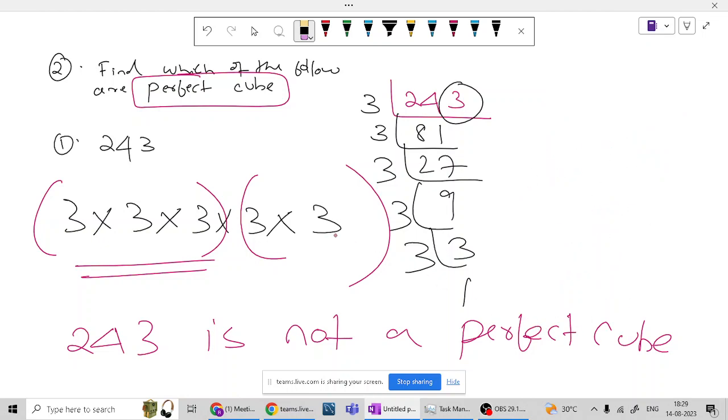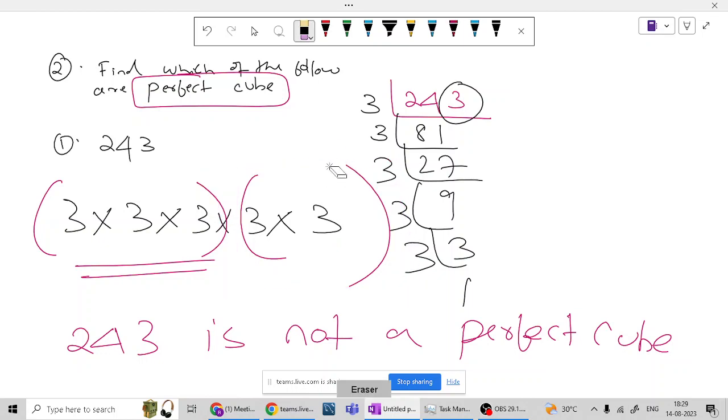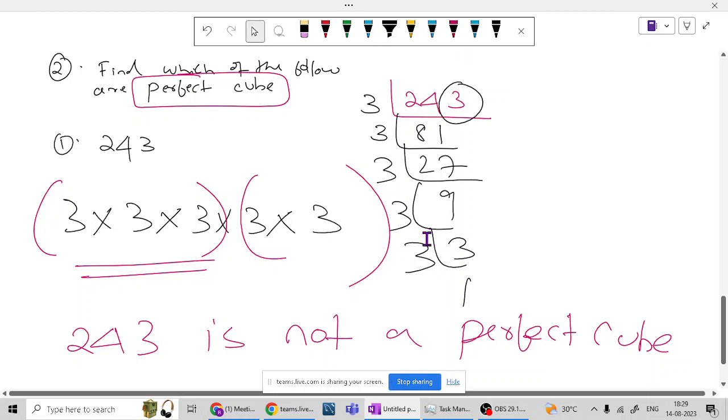Okay, here it's not a perfect cube. What's the reason? Can you see in the second group, 3 is missing? Yes, sir. Second group, 3 is missing. It's not a perfect cube. Okay, only one question. What should we write? The last one, I've written it here. 243 is not a perfect cube.